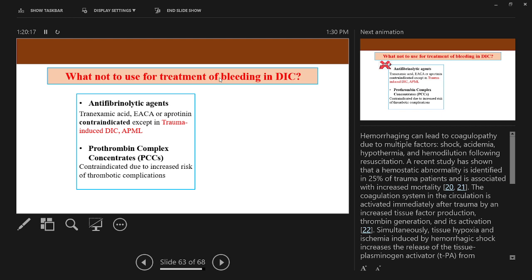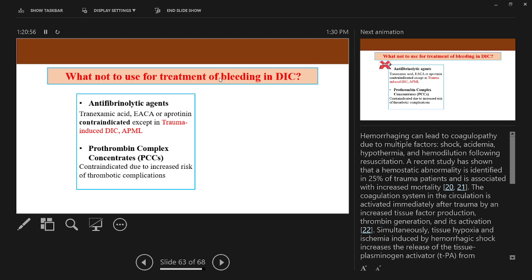So why does trauma-induced DIC benefit from giving tranexamic acid? Can anybody tell this? Dr. Archana, Jyoti sir, Archana, if you can help us identify. In DIC, one thing is endothelial activation, but most importantly, hyperfibrinolysis is predominant. So that is what has been stated.